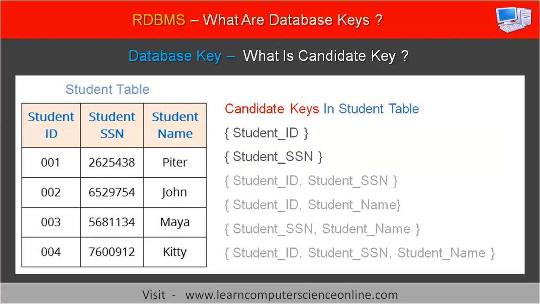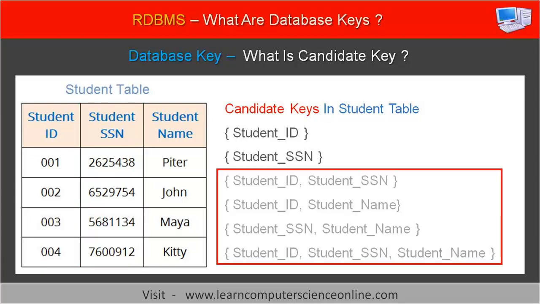The first option for the candidate key is single column student ID. Similarly, the second option for the candidate key is single column student SSN. The remaining 4 super key options do not qualify to be a candidate key because both student ID and student SSN individually qualify to be a proper subset of these composite key options.